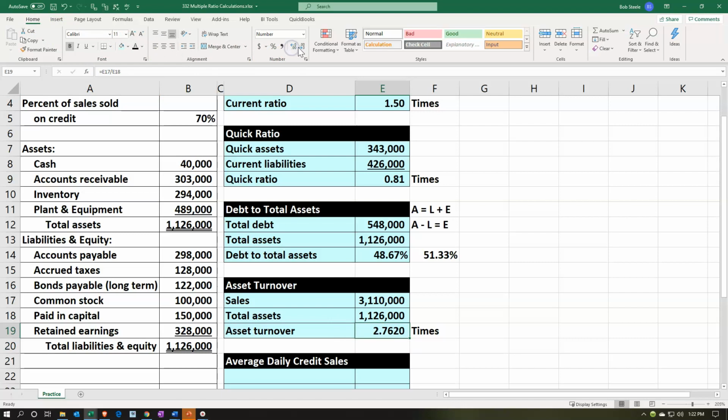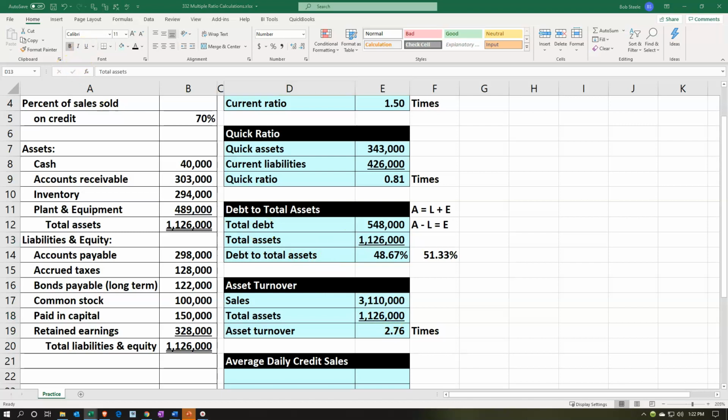Again, we could keep on going. We typically stop after the 2 decimals. That gives us some indication of the efficiency of how well we're utilizing our assets. Again, you'd have to compare this to industry standards and to prior periods to see whether that number is good or not, right? And so we're going to put an underline here.